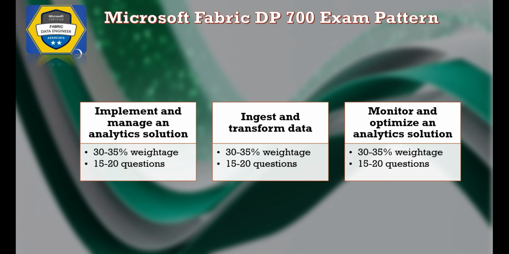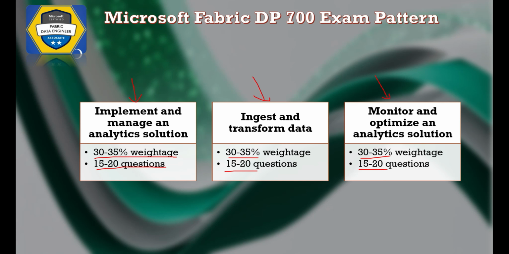So here, if you see implement and manage an analytics solution, where you're talking about module one, that covers 30 to 35% of the weightage, which we already saw. We can expect 15 to 20 questions from module one. Similarly, from module two and module three also, we'll be expecting 30-35% weightage and 15-20 questions.